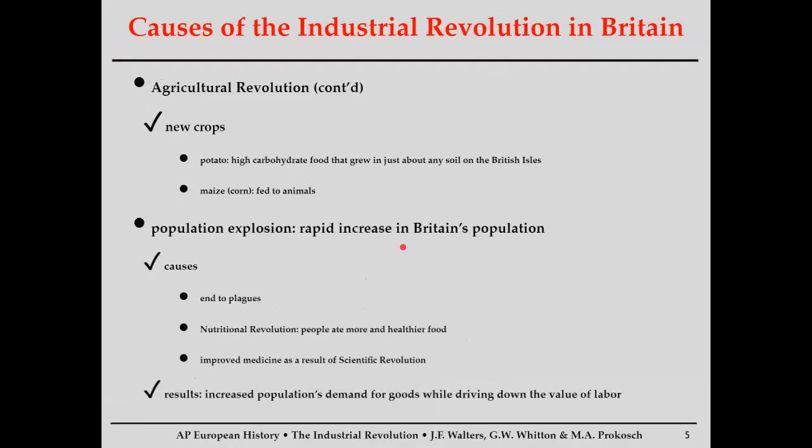Next. All right, new crops. The potato has finally made its way into the European diet. So the British Isles are a great place to plant potatoes. You could stick that sucker in the ground, and that thing will grow.